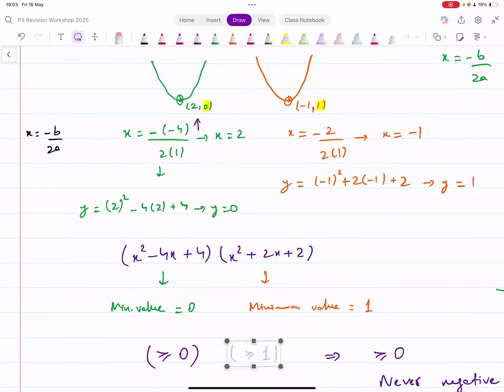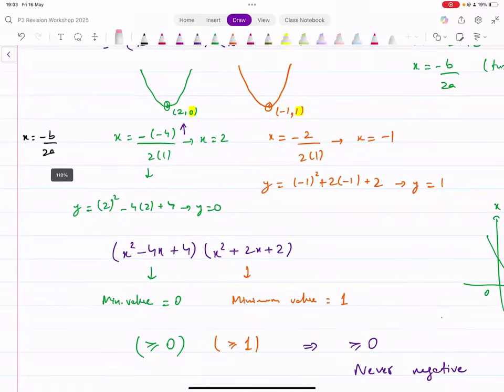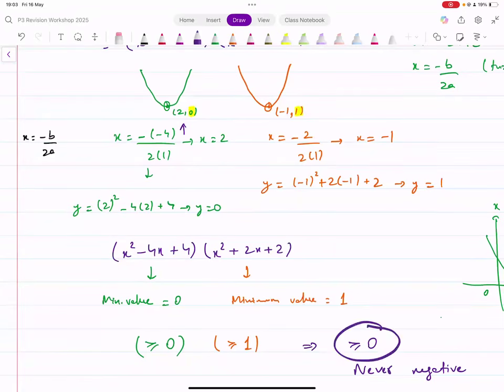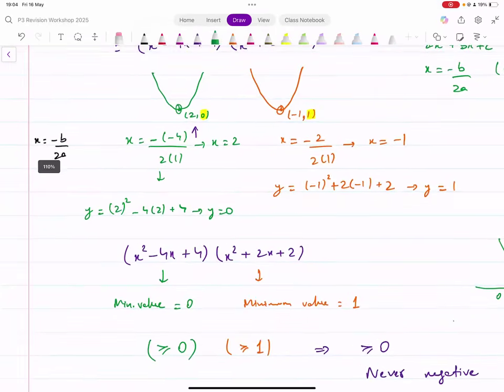So we could say that one expression is greater than or equal to 0. The other expression is greater than or equal to 1. If we were to multiply them, the result that we get from that is also going to be greater than or equal to 0. There's no way that it can be negative because none of these numbers is negative, right? If none of these numbers is negative, then their product is also not going to be negative. So the overall expression, therefore, is never negative. That's what you figure out from this.